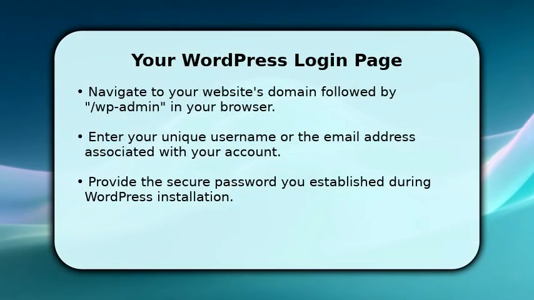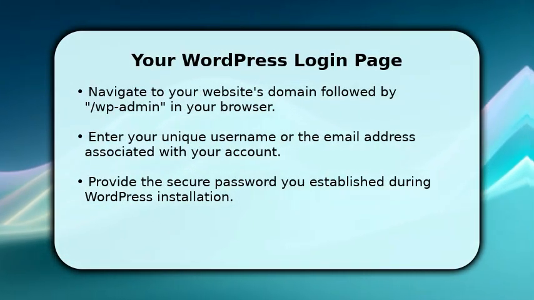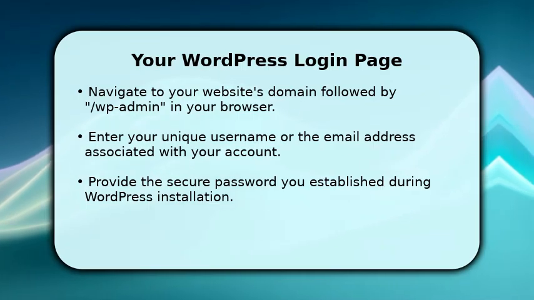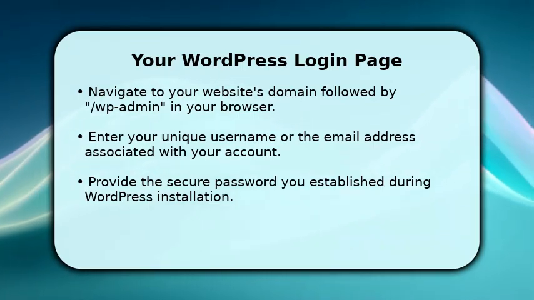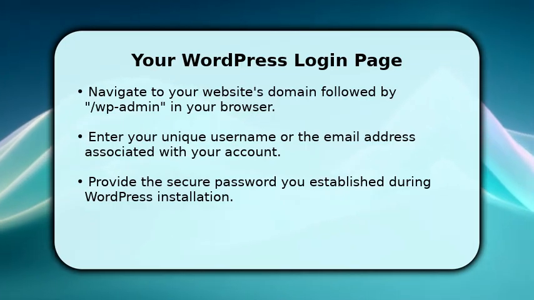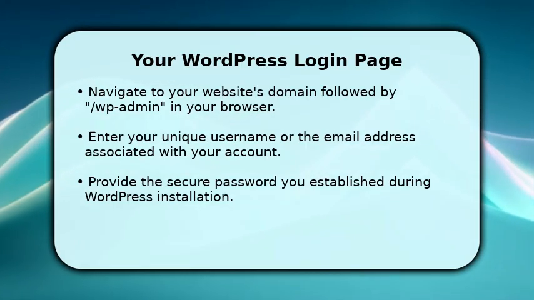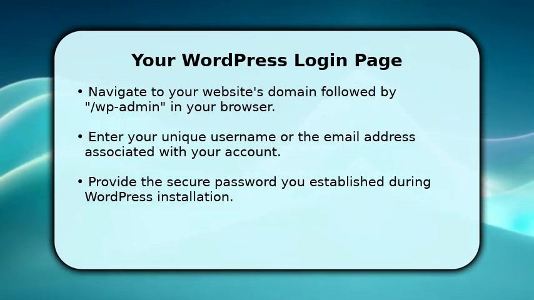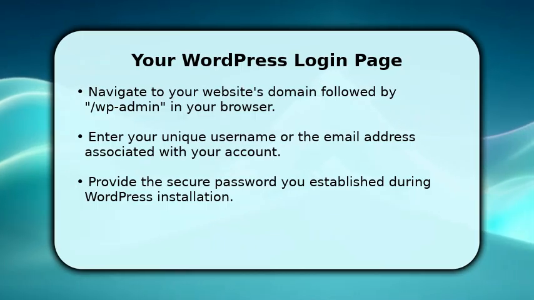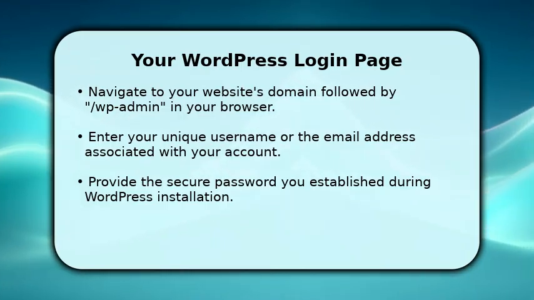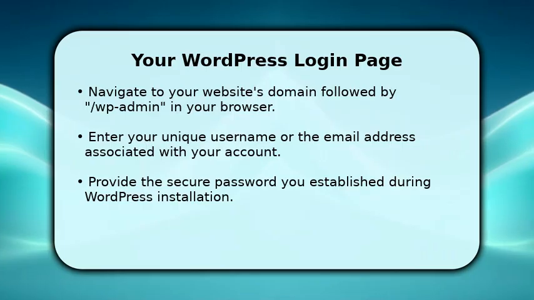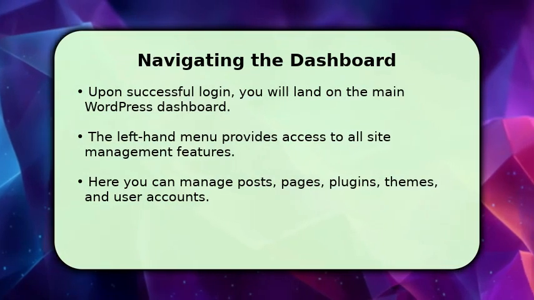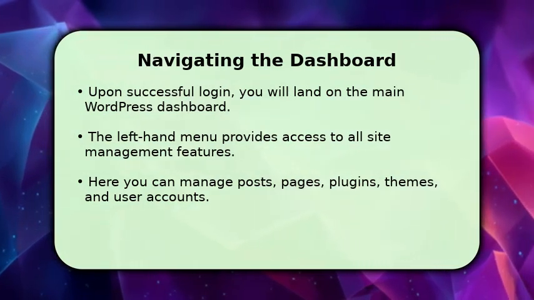Once you arrive at the login page, you will see two fields, one for your username or email address and another for your password. Carefully input the credentials you set up when you first installed WordPress. Remember, these are case-sensitive, so double-check your typing. After entering both pieces of information, click the Log In button. If your details are correct, you will be granted access to your site's backend. Congratulations! You have successfully logged into your WordPress dashboard.